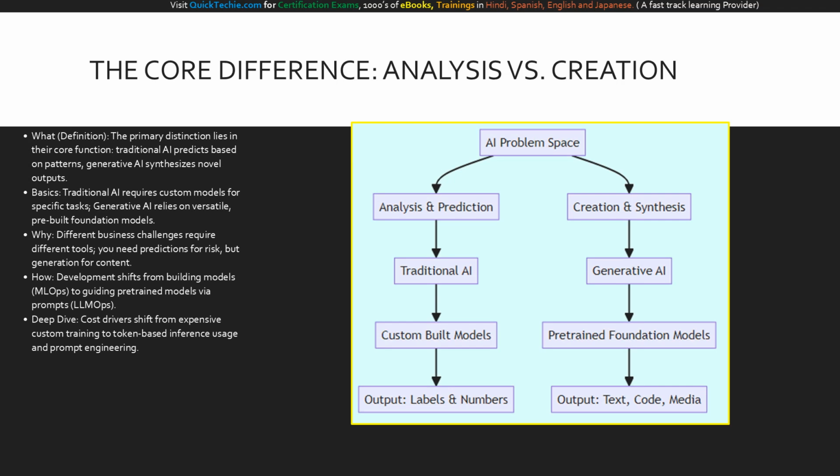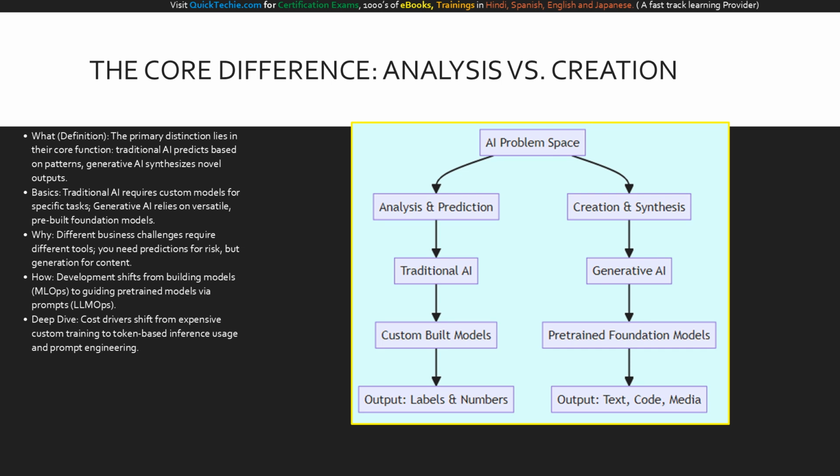Slide 4 highlights the crux of our training today, the core difference between the two technologies. What is the fundamental difference? Traditional AI is analytical, focusing on predictions and classifications, whereas generative AI is synthetic, producing completely novel outputs. The basics show a shift in architecture. Traditional AI relies on highly specialized, custom-built models, while generative AI leverages incredibly versatile, pre-built foundation models.